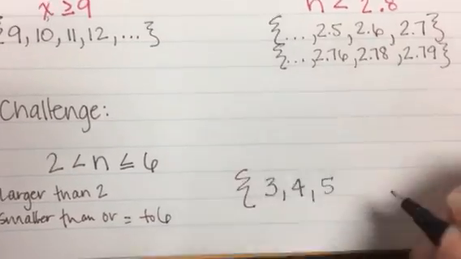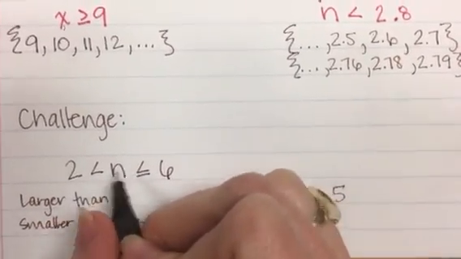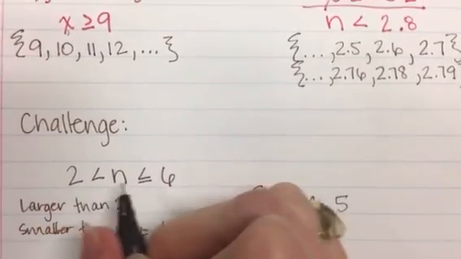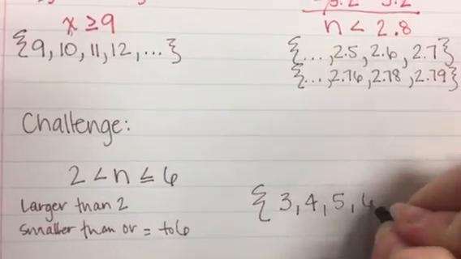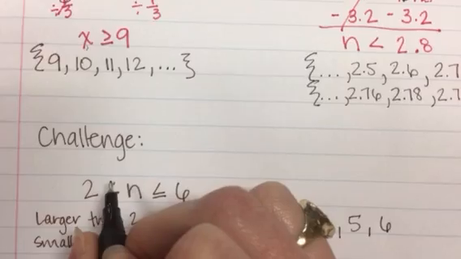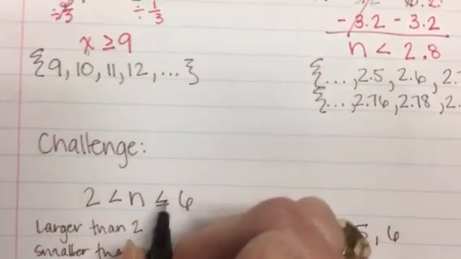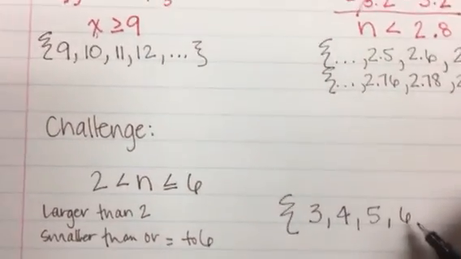Can I do 5? Absolutely. Plug it in. Does it work? 5 is, of course, bigger than 2. Is it less than 6? Yes, it is. How about 6? Can I do 6? Well, if I plug 6 in here, 6 is, of course, greater than 2. And it is less than, no, it's not, but it's equal to 6. So that means I can use 6.